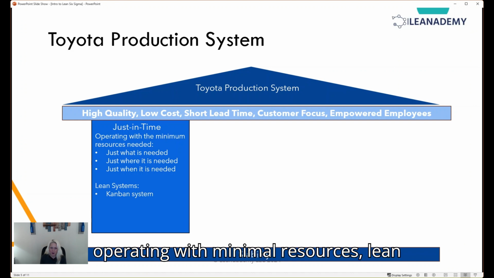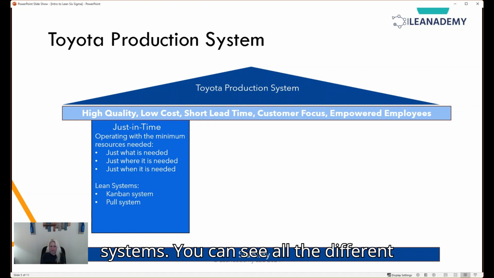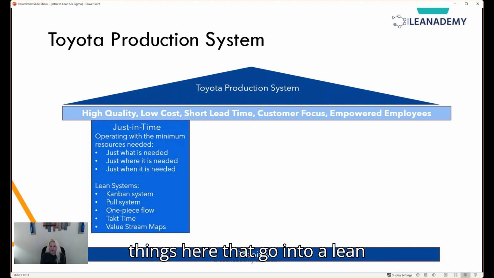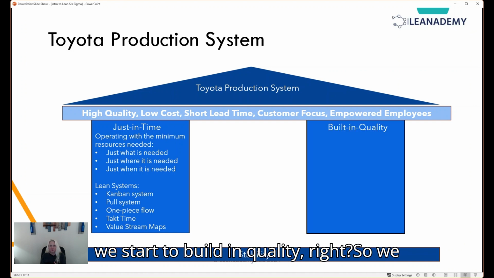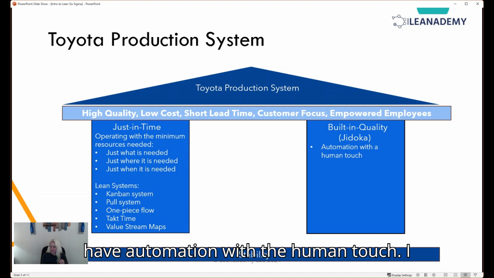So we have just in time, operating with minimal resources, lean systems. You can see all the different things here that go into a lean system: a Kanban, pull system, one-piece flow, takt time, value stream. And then we start to build in quality, right? So we have automation with a human touch.